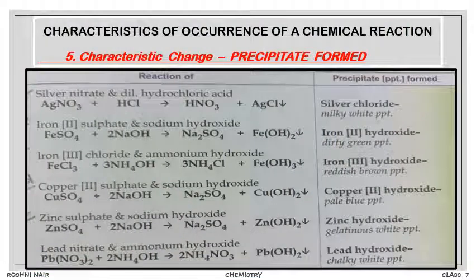So we studied all these and I had shown you clear pictures of the precipitate formation: milky white PPT, that is silver chloride. Then second one was iron hydroxide, which had dirty green precipitate formed, dirty green in color. Reddish brown also we had seen whenever iron chloride reacts with ammonium hydroxide. And we had also understood copper sulfate when it reacts with sodium hydroxide, we will get a pale blue color precipitate.